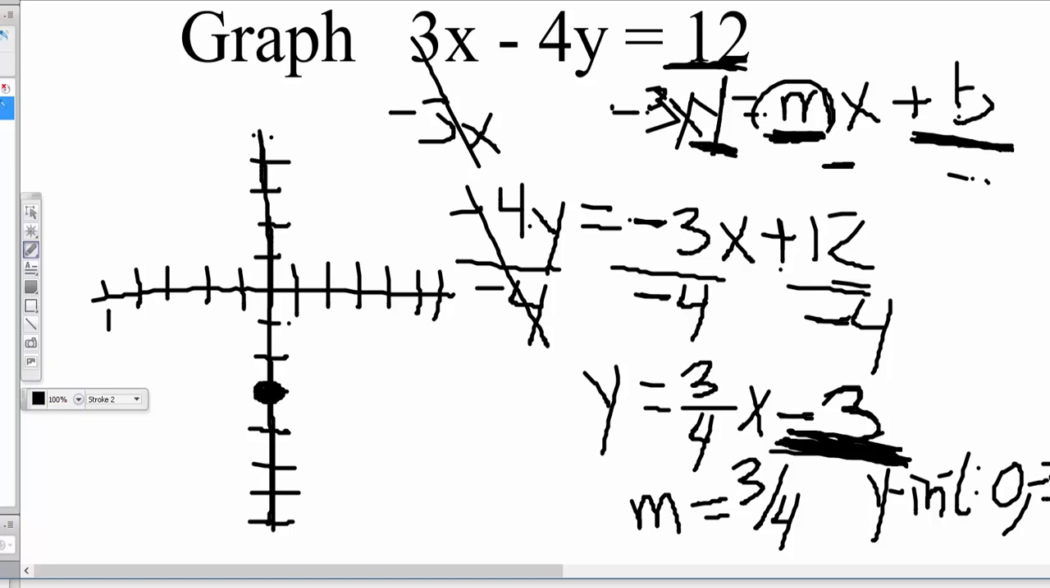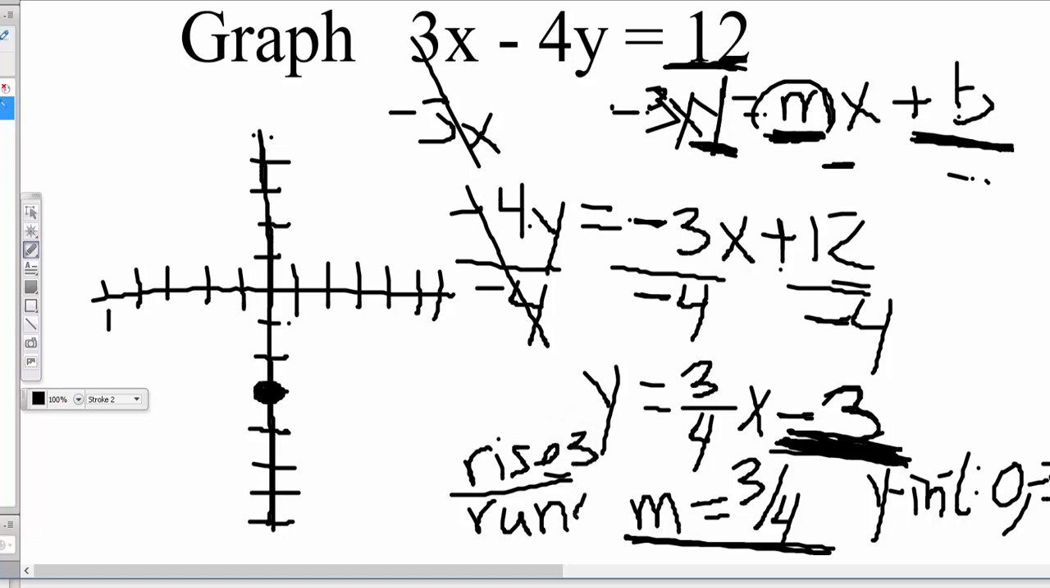Otherwise, after that, I'm going to be looking at my slope, which is 3/4. Now remember, slope means rise over run. Whatever the number in my numerator is, which I have a 3 here, that's how much I'm going to be going up. And the denominator means how much I'm going to be going over. So by that, I'm going to be rising 3, running 4.